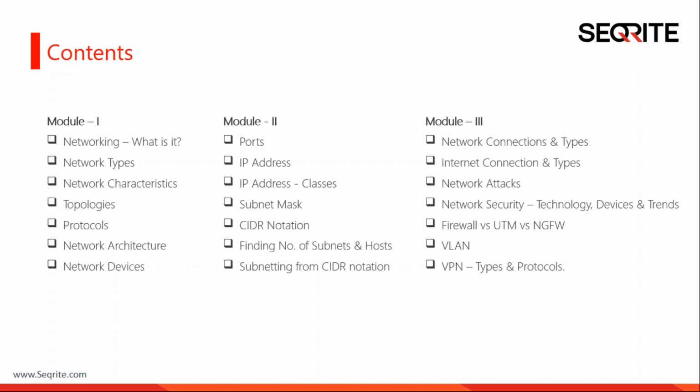Okay. Module 3 is about network connections and classification, the types. Then internet connection and types. Then we will look into common network attacks. Then network security technologies that we follow commonly. Then firewall versus UTM versus next generation firewall. Then VLAN, then VPN, just an introduction. So this is what we added into the current session.